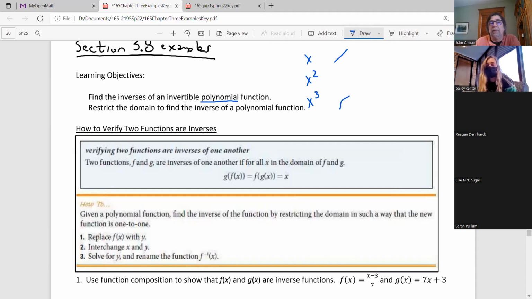X cubed. Why is x squared not invertible? It doesn't pass the horizontal line test. It is not a one-to-one function.